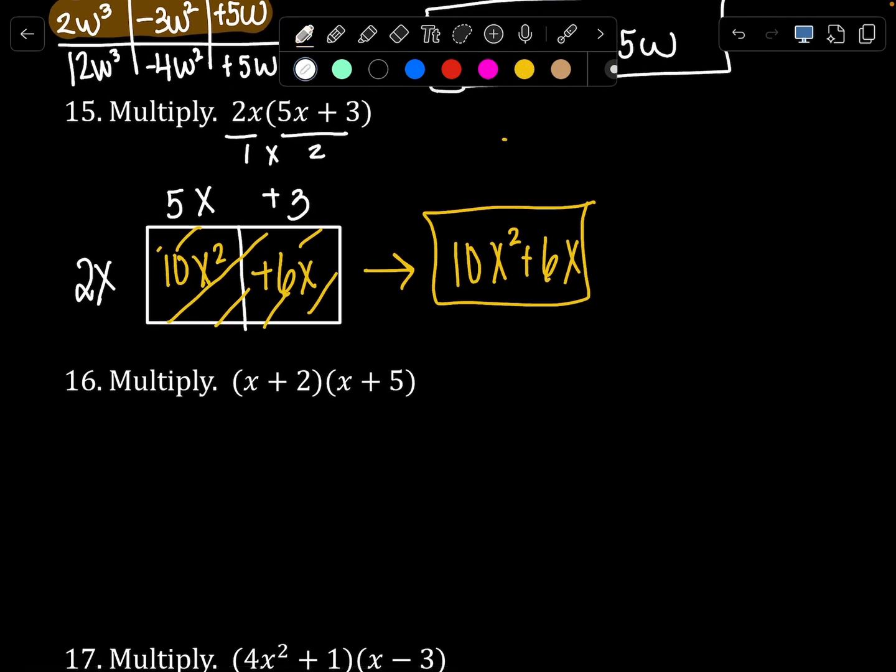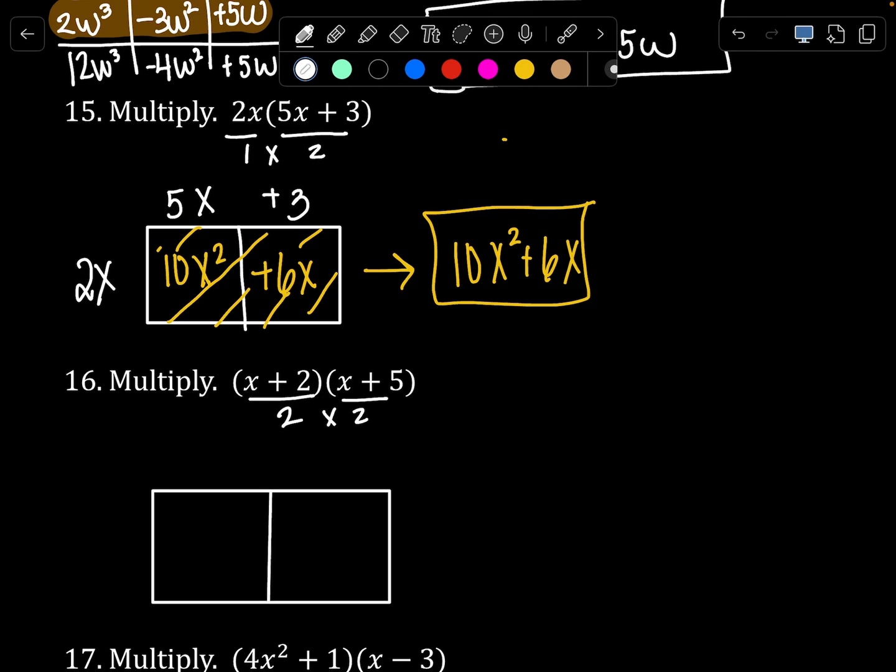It's always good to know how many terms are here. 2 by 2. So create a 2 by 2 box. How do you create a 2 by 2 box? You go like this, and then you go like that. So x tiles, and then your 1s, x plus 2, x tiles, and then your 1s. Okay, doesn't matter where you put them, as long as you put them on there. X times x is x squared, x times 5x is 5x, 2x, 10.